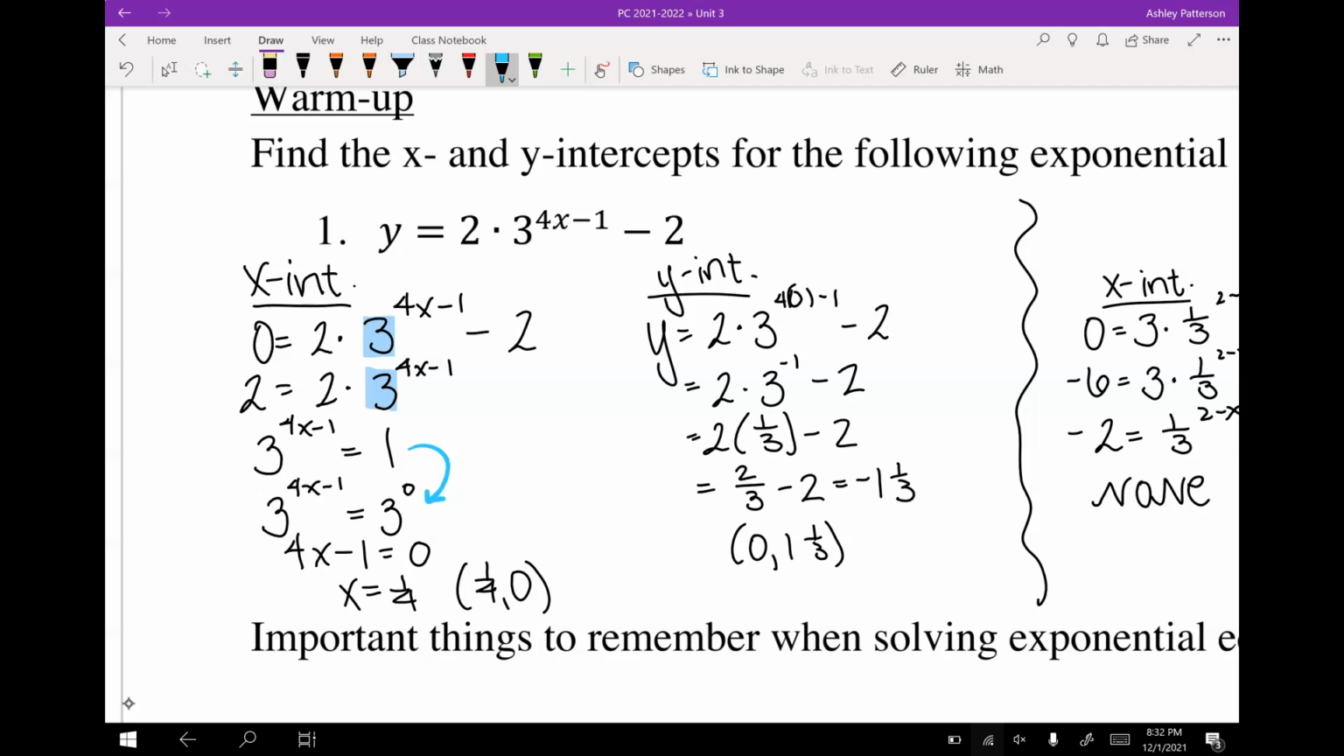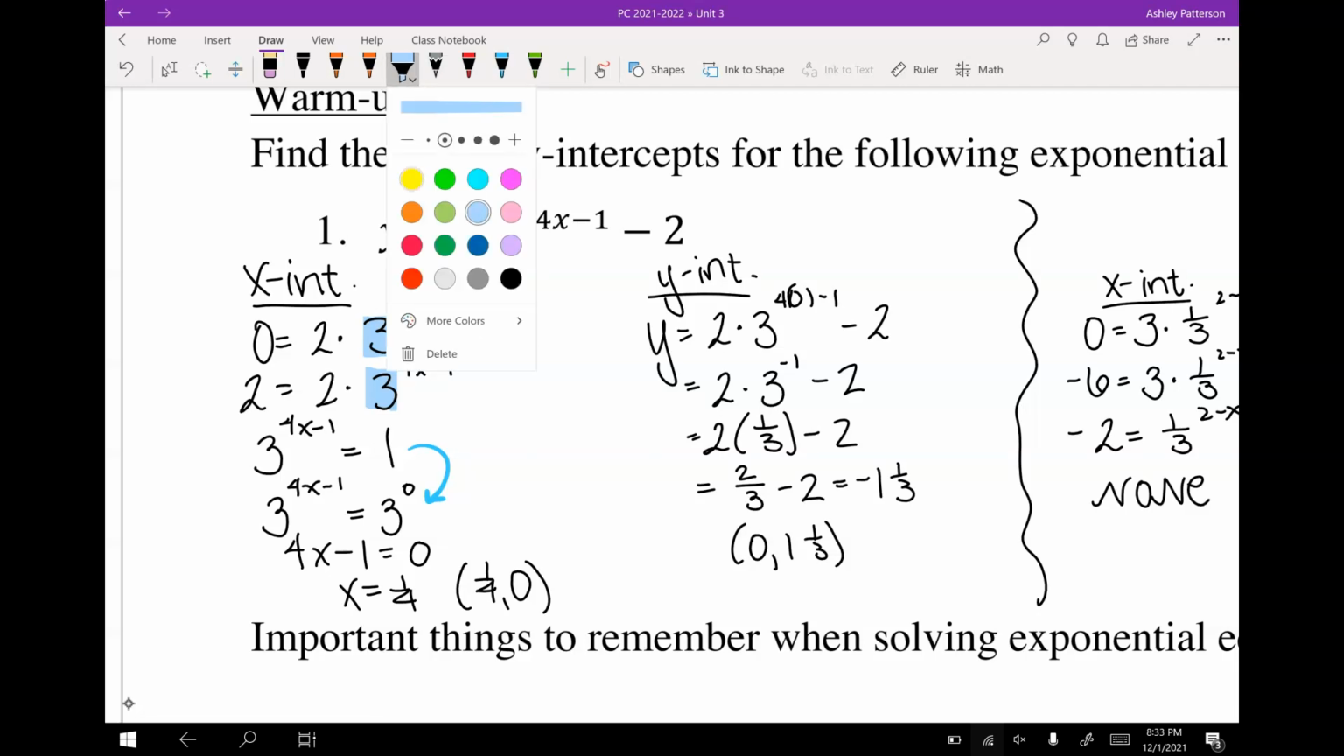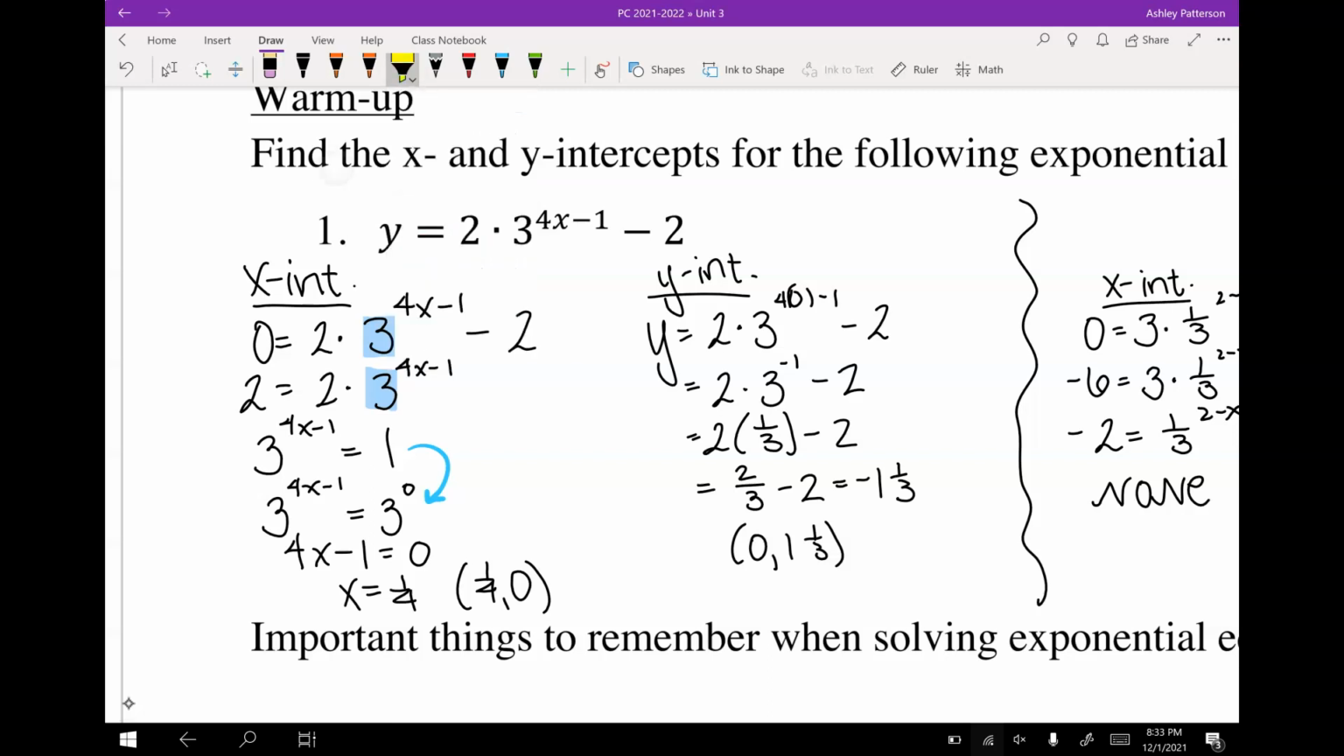The reason why we want to do this, and remember, we worked a lot on this about 2 weeks before Thanksgiving break. You have a whole handout on it. If I can get the bases to be equal, we then just need to focus on the exponents. In this case, we were able to do that. Easy peasy, gave us an x-intercept of 1/4, 0. Always writing our answers in coordinate form. So we have 1/4, 0.